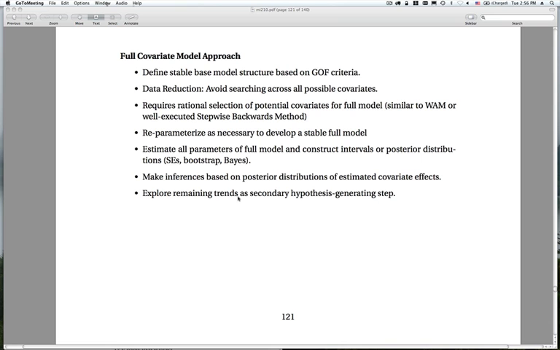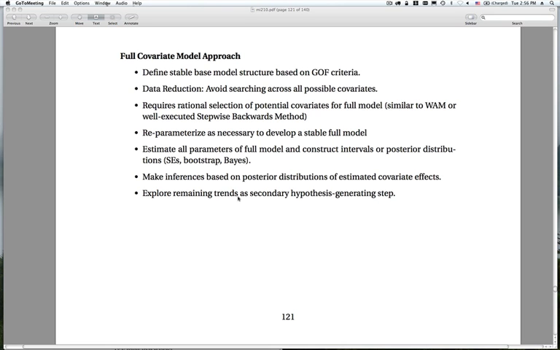And so it requires a rational selection of potential covariates for the full model, similar to the WAM algorithm or well-executed stepwise backwards. You reparameterize as necessary to develop a stable full model. This is important to have a model that converges. So you make sure you're hitting the global minimum, restart from different initial estimates, and so on. All the things that we've talked about.